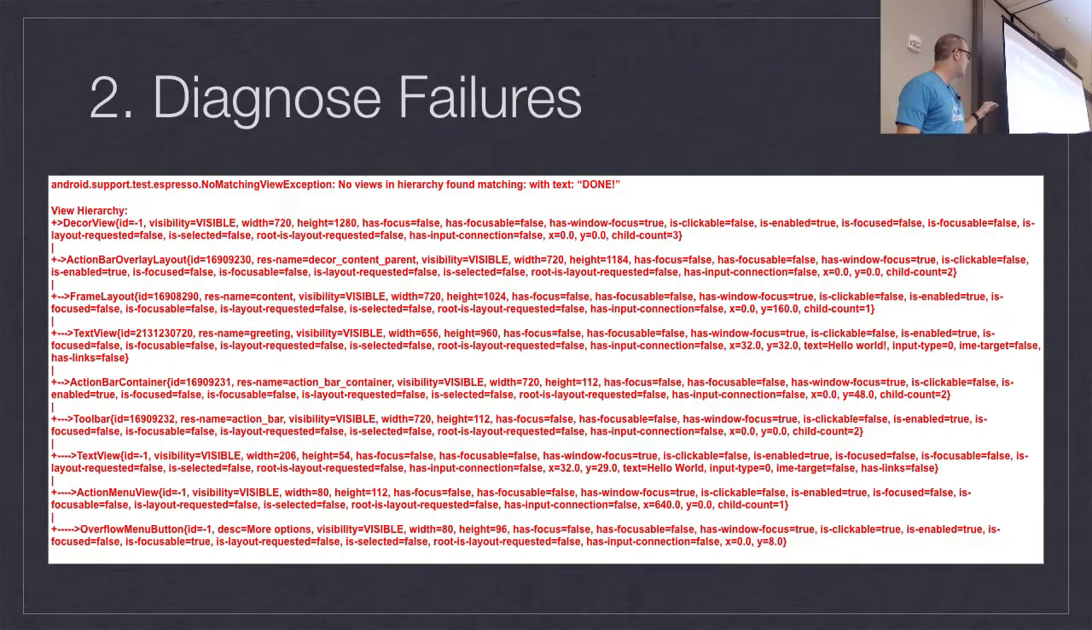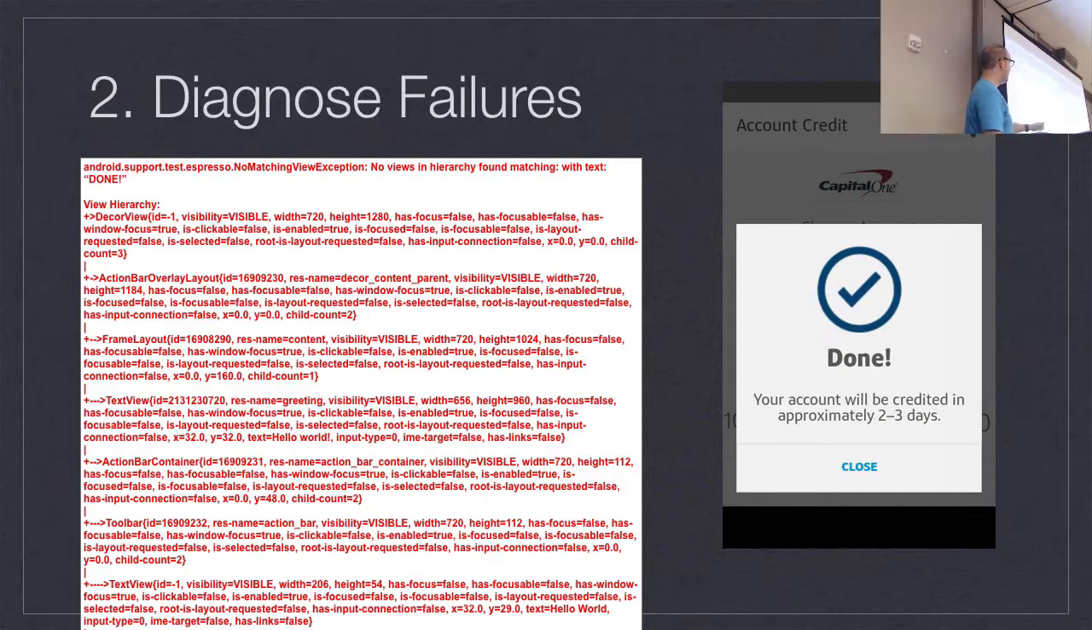But it's really, really hard to read. So you could go through here and just figure out that no views in the hierarchy found with text "done" in capital letters. But if I take a screenshot of that point of failure, I can see that, oh, for some reason somebody changed the text from all capitals to just a capital D and then lowercase. So it's great to have this because you have all the data you need, but you don't have the context of what that actually looked like on the screen when it failed.